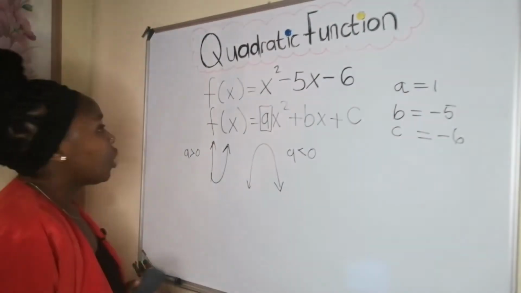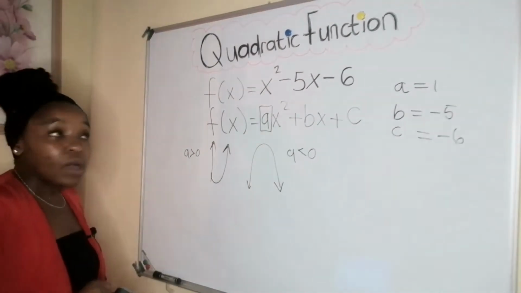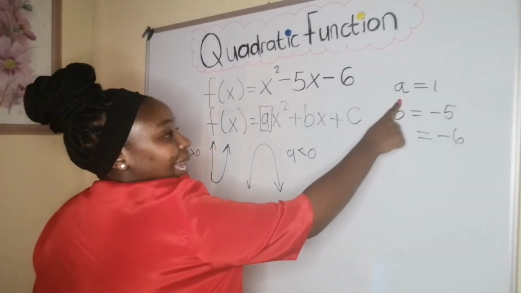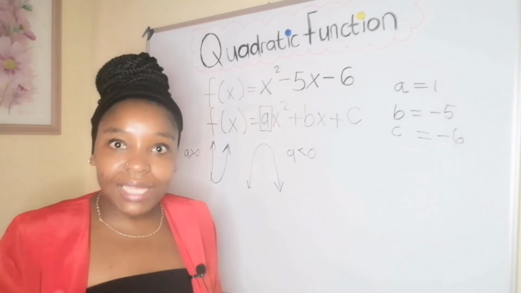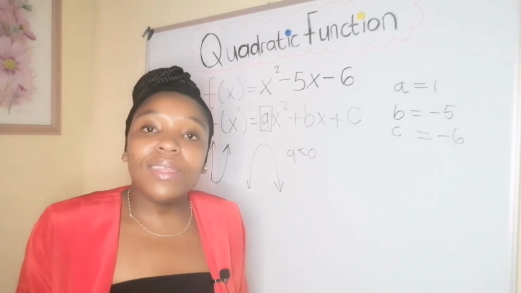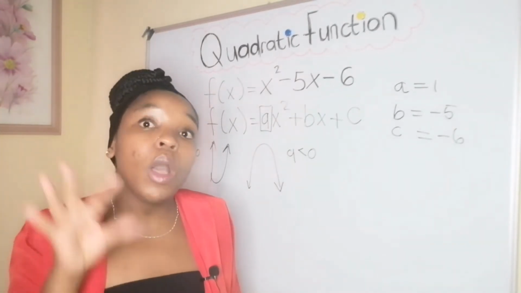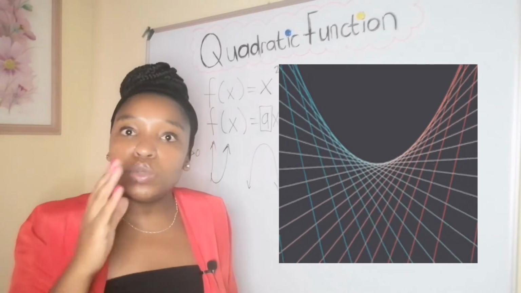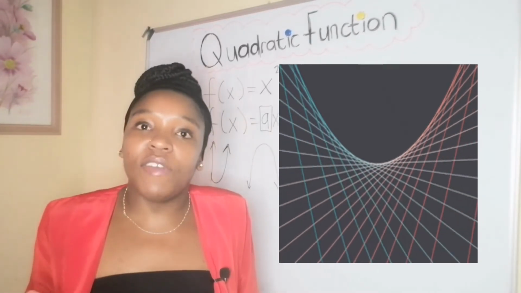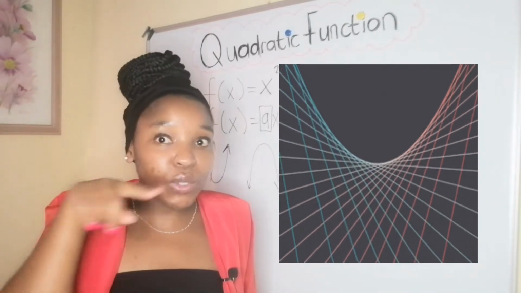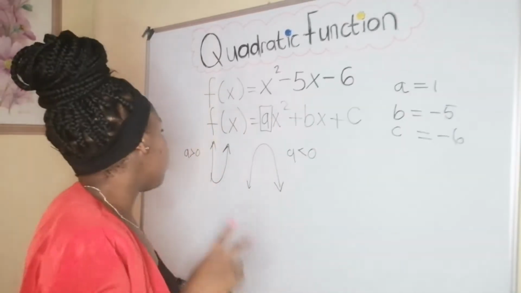Okay, so now that we've got that sorted out, we know that our a is equal to 1. So what does that tell us? If our a is greater than 0, then that tells us that our parabola, or our quadratic function, is going to open upwards. So we already have one aspect of this quadratic function. Our quadratic function is going to open upwards, right?